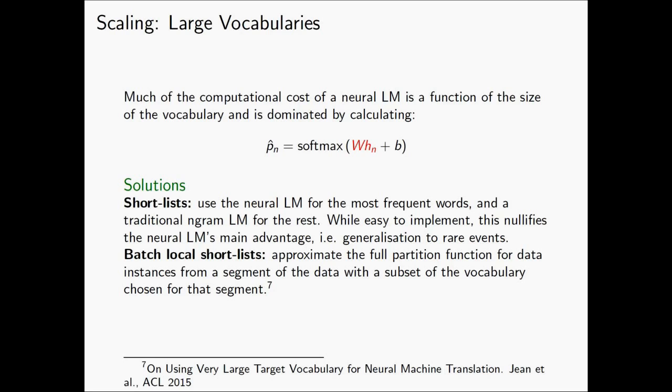Another idea is what I've called batch local shortlist, which is to say every time you process a batch of sequences in your model, you just use the vocabulary in that batch and you ignore any words that are not in that. And that's quite a reasonable engineering solution, often used in machine translation systems to get good speed. Again, though, it is quite a harsh approximation of the probabilities and can be a bit unstable.